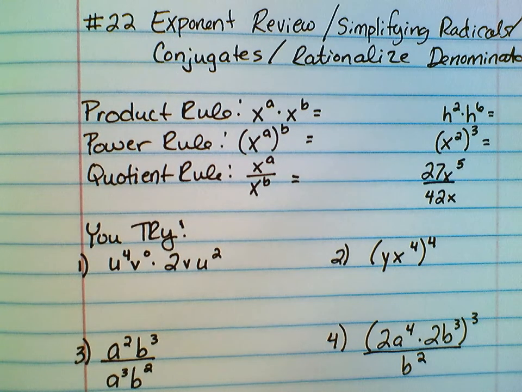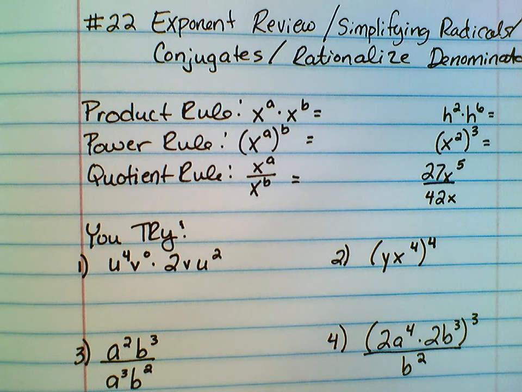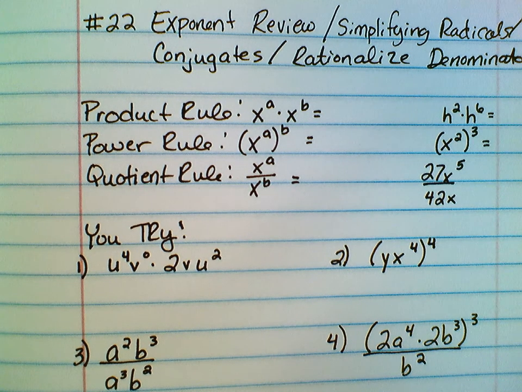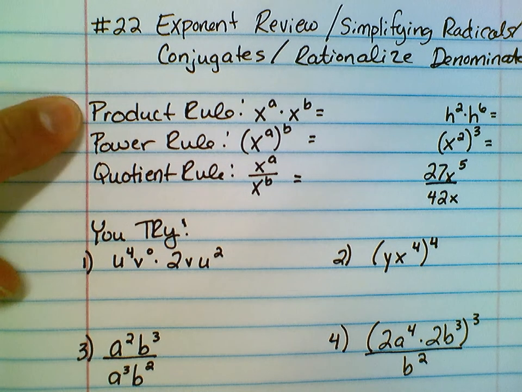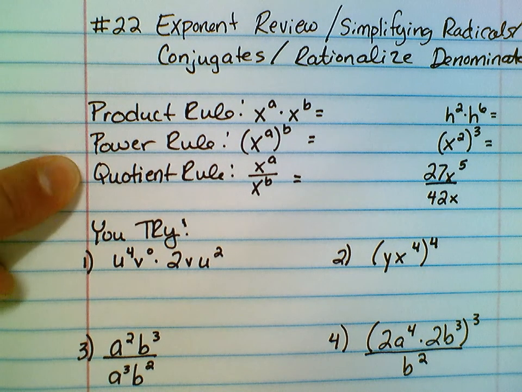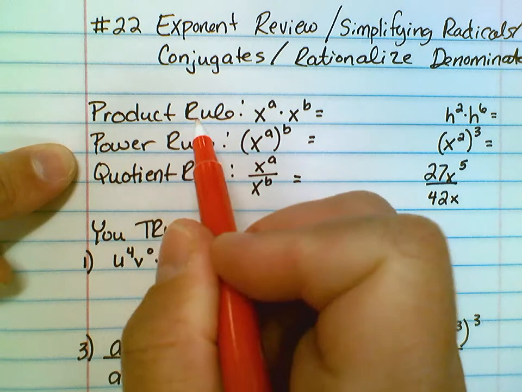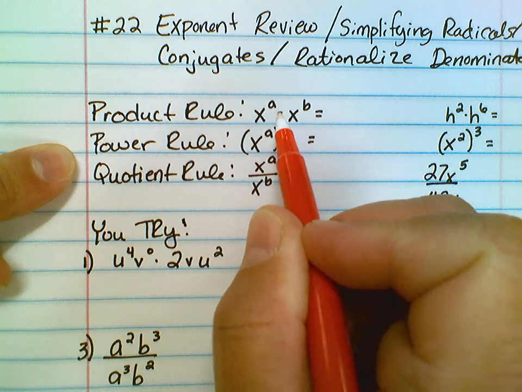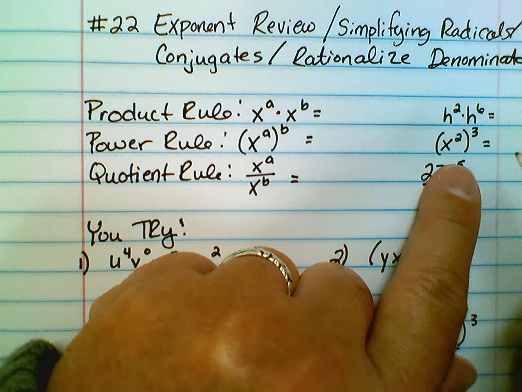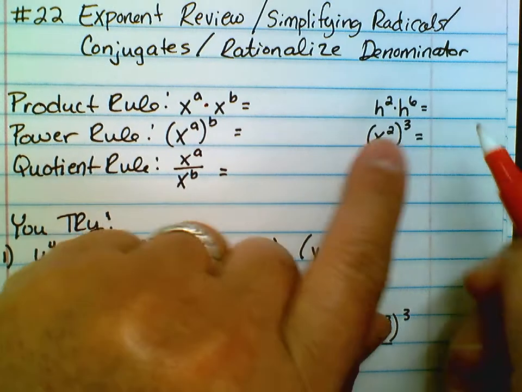So for today, we're going to do quite a bit of review and add a couple of new things in as well. So the first thing we are going to review are these three of the exponent rules. So the first one we talk about is the product rule. Remember, product is multiplication. And I'm going to come over here to this little example first.